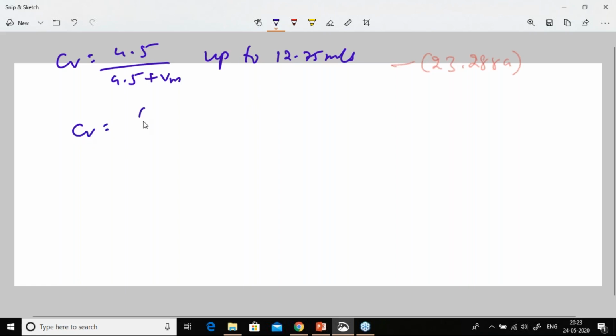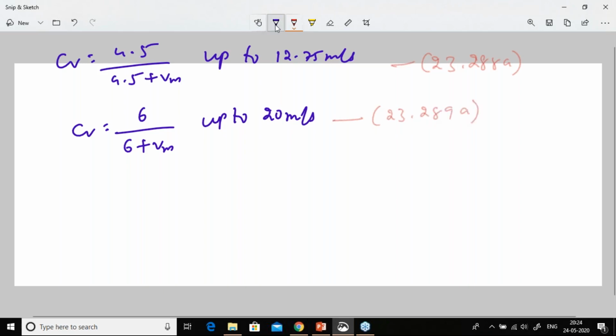Similarly, if it is more than 12.75 meter per second till 20 meter per second, Cv can be written as 6 divided by 6 plus Vm. This is up to 20 meter per second. So equation number 23.289a.